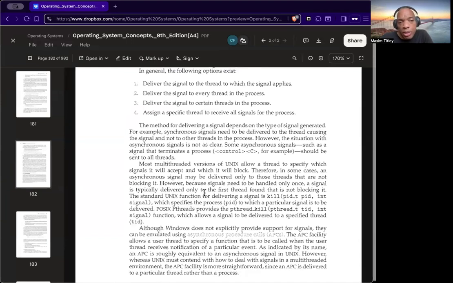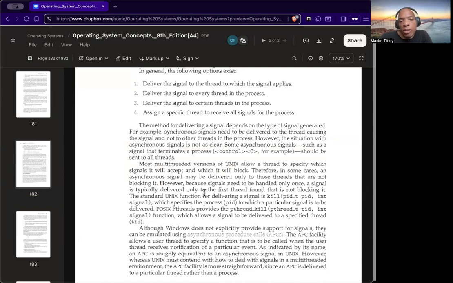One possibility is that the signal would be delivered to the thread to which the signal applies. Another possibility is that the signal is delivered to every thread in a given process. Another possibility is that the signal would be delivered to certain threads in a process. And then finally, it's possible that you might assign a specific thread to receive all signals for the process.